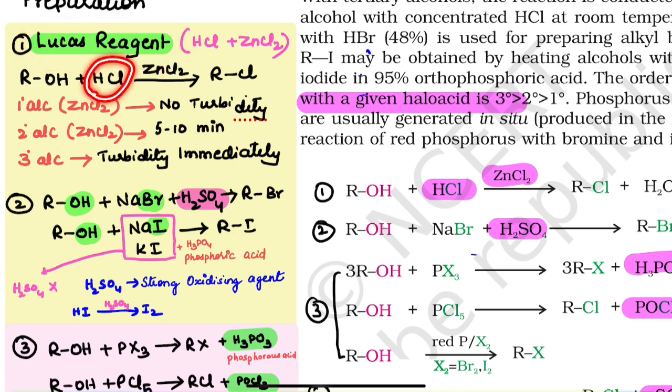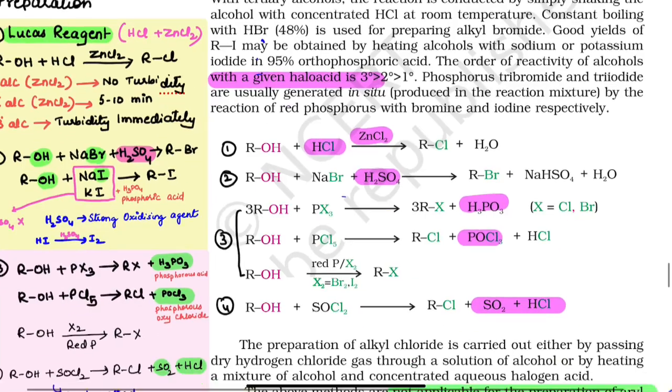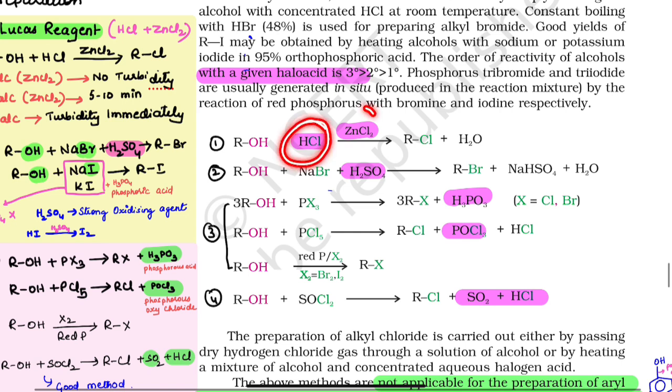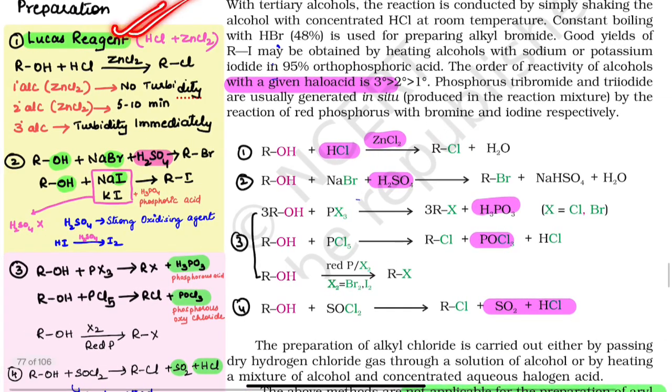Whenever you see HCl in the presence of zinc chloride, what is happening is the OH group is substituted with Cl. So here Cl is there, therefore OH will be replaced with the Cl. This is called Lucas reagent. Zinc chloride in the presence of HCl is called Lucas reagent. You will learn this same thing in the alcohol chapter as well. Once you read it there, you can just revise it.